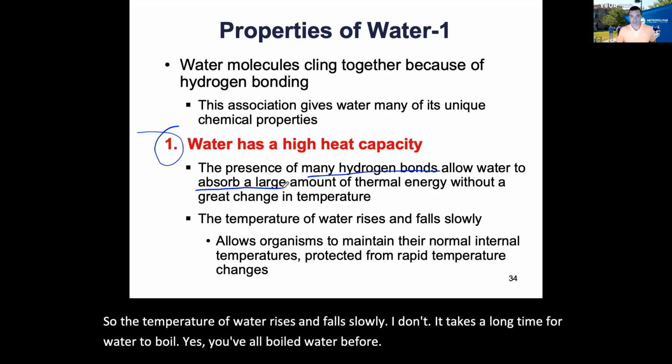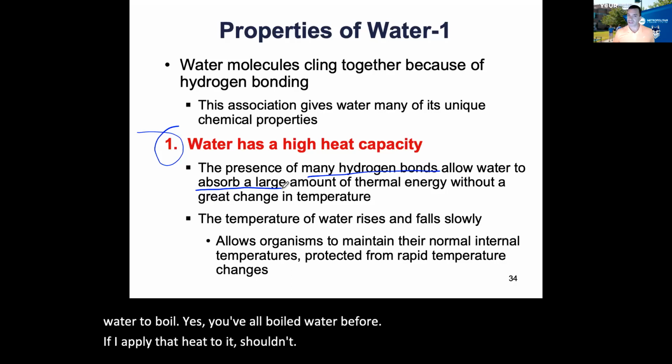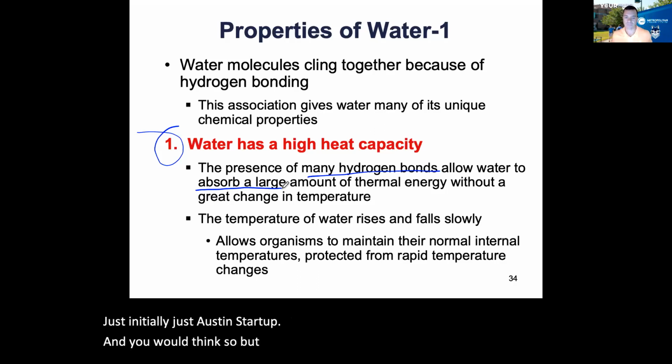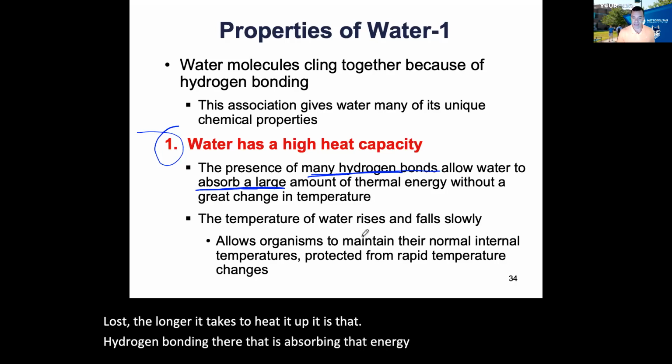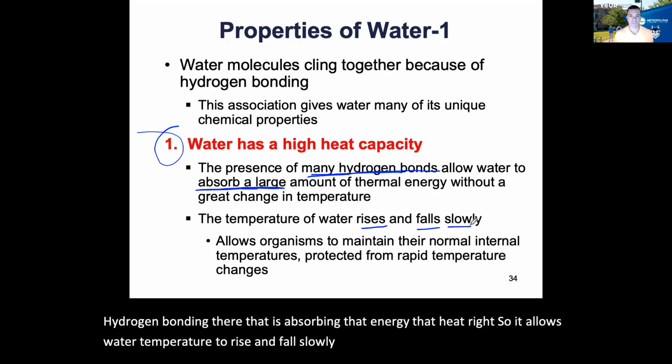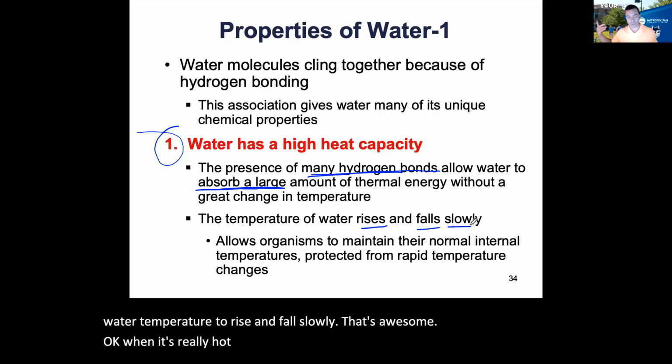If I apply that heat to it, should it just all of a sudden start up? You would think so, but it doesn't. It takes a while. The higher the heat, the faster the ability to heat it up. The less the heat, the longer it takes to heat it up. It is that hydrogen bonding there that is absorbing that energy, that heat. So it allows water temperature to rise and fall slowly. That's awesome. When it's really hot outside, you don't want all the water boiling off, and all of a sudden we're left without any water on the planet.